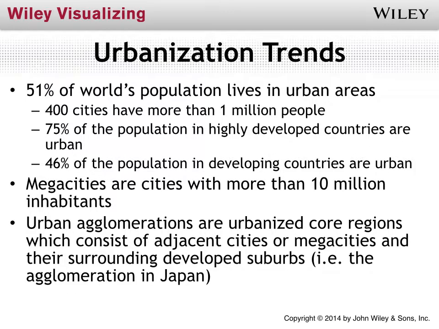So worldwide, a little over half of the population live in urban areas compared to the developed areas where it's much higher, as we saw. 400 cities in the world have more than 1 million people. 46% of the population in developing countries are urban. So again, on average, about half of the people in the world live in urban areas and about half live in rural areas.